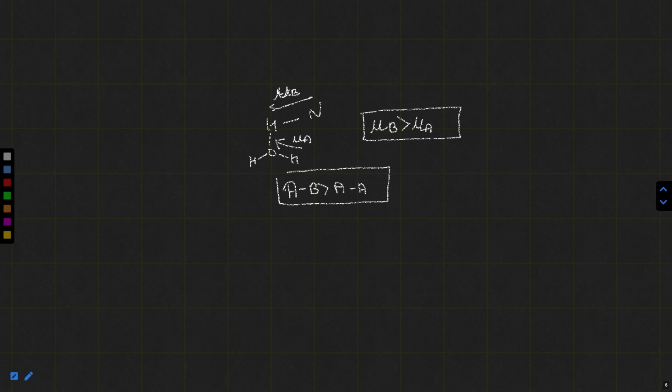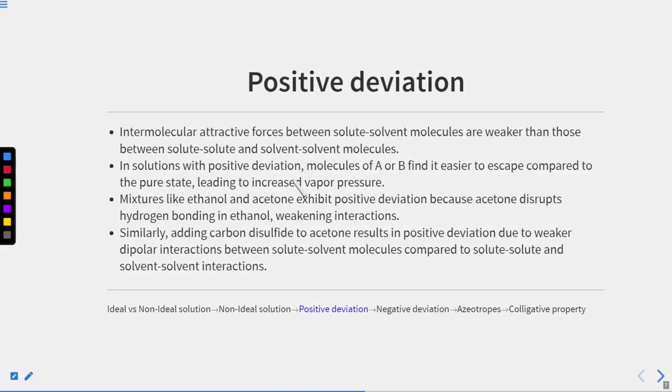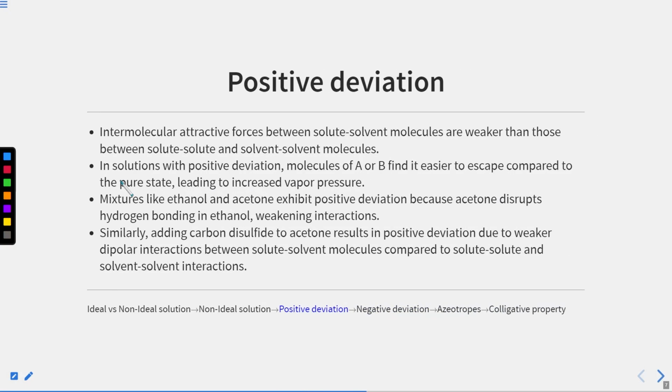So this is the thing that we are having. Next. Now we'll see why this lesser interaction between the A and B results in positive deviation.